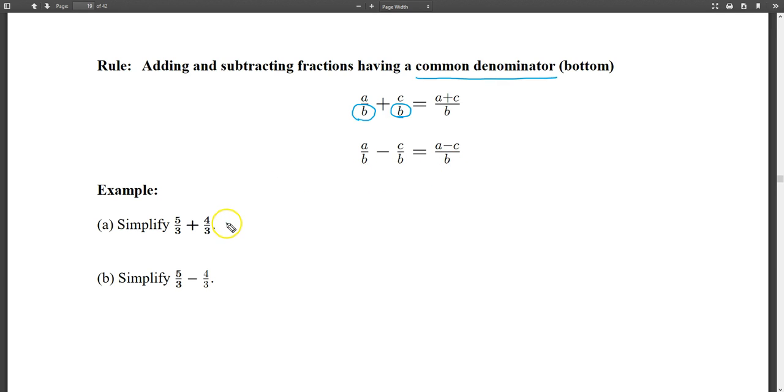For example, let's simplify 5/3 plus 4/3. That's just going to be 5 plus 4 over 3. So that's 9/3, or just 3. Down here, subtracting, if we have 5/3 minus 4/3, that's going to be 5 minus 4 divided by 3, or just 1/3. So adding and subtracting fractions with a common denominator is easy. You just add or subtract the numerators and divide by the common denominator.